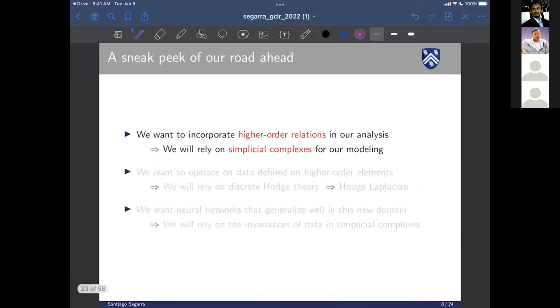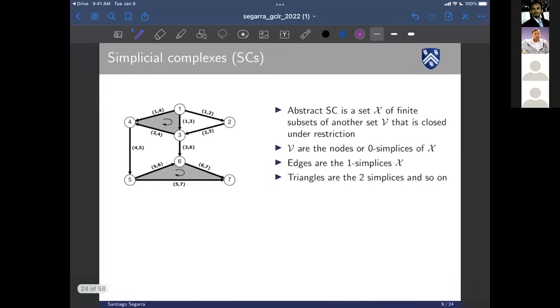Let's start with the first point and introduce our mathematical construction for higher order relations, which is just a simplicial complex. So here, let me not be as precise. I'll do a little bit of a definition by drawing here. So an abstract simplicial complex, or just simplicial complex for short, is a set X of finite subsets of another set V that is closed under restriction.